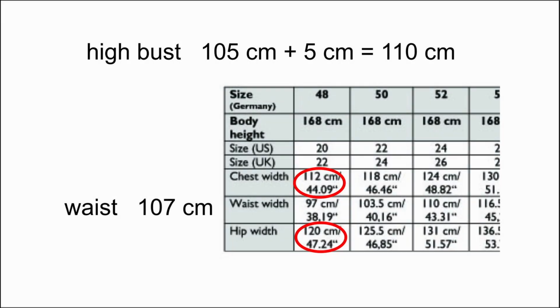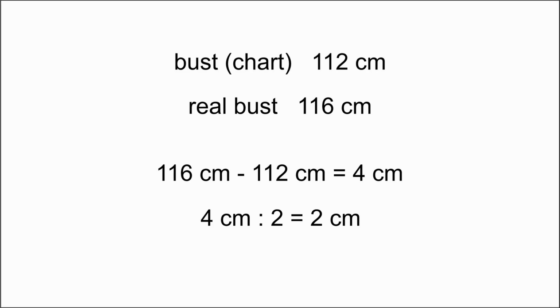And as you can see, with both the imaginary chest measurement and the hip width, the measurements are more or less size 48. The waist is a bit off, but this we will take care about later. Next, of course, we have to calculate how much width is missing. From size 48, we have now a bust measurement of 112 cm, but the real bust measurement is 116 cm.